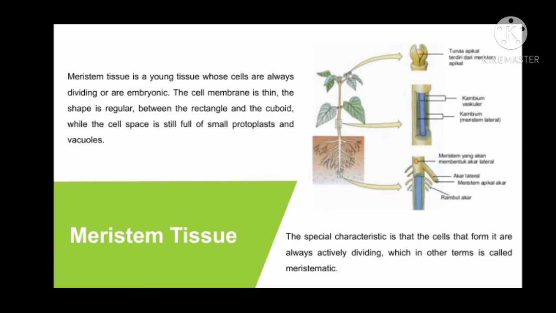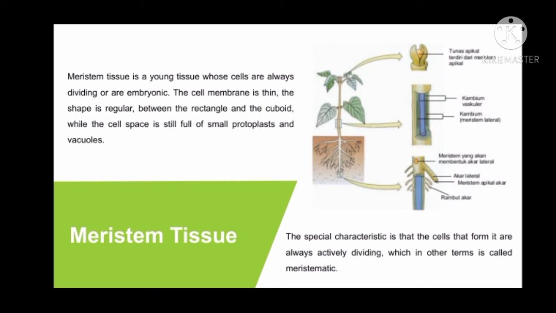Meristem tissue is a young tissue whose cells are always dividing, or are embryonic. The cell is thin. The shape is regular, between a rectangle and a cuboid, while the cell space is still full of small protoplasm and vacuoles. The special characteristic is that its cells are always actively dividing, which in other terms is called meristematic.